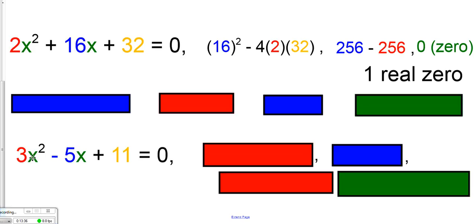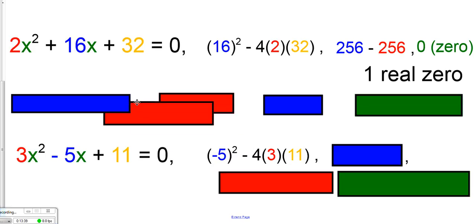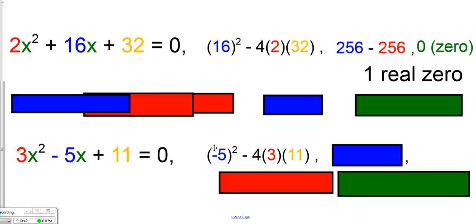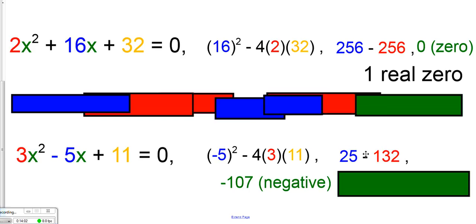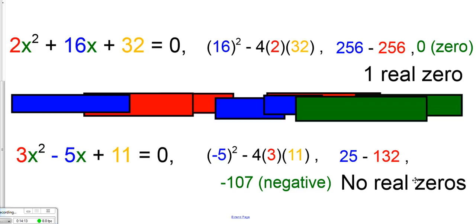Try this one. 3x squared minus 5x plus 11. We use the b squared minus 4ac. b is negative 5. Negative 5 squared minus 4 times a, which is 3, times c, which is 11. Negative 5 squared is just 25. 4 times 3 is 12, times 11 is 132. 25 minus 132 is negative 107. The square root of negative 107 doesn't work because it is a negative number, so we know there are no real zeros. It would come out imaginary. So that's how we would use our discriminant.